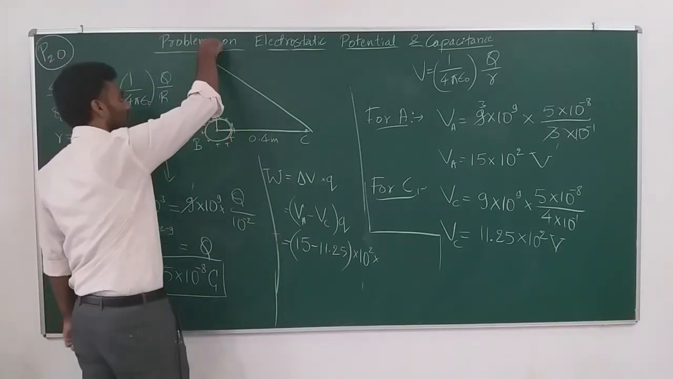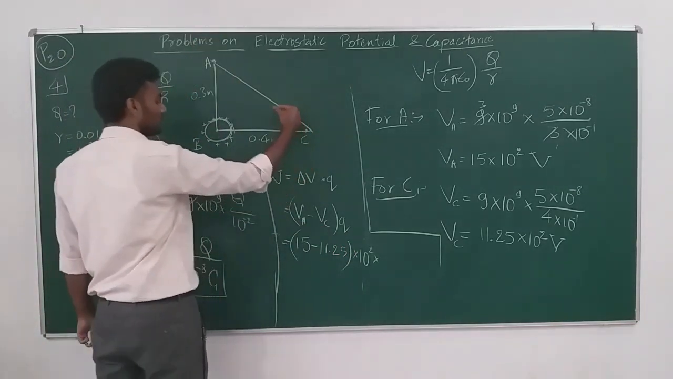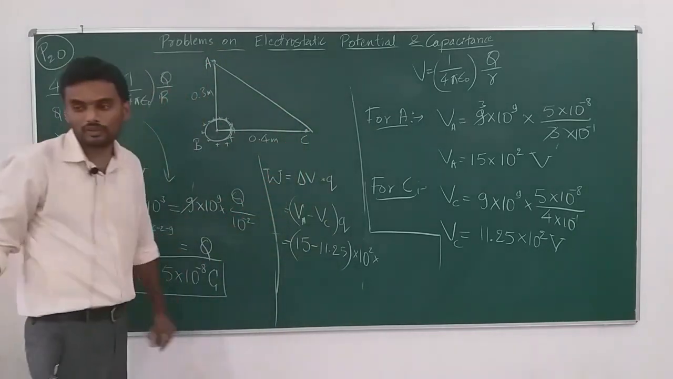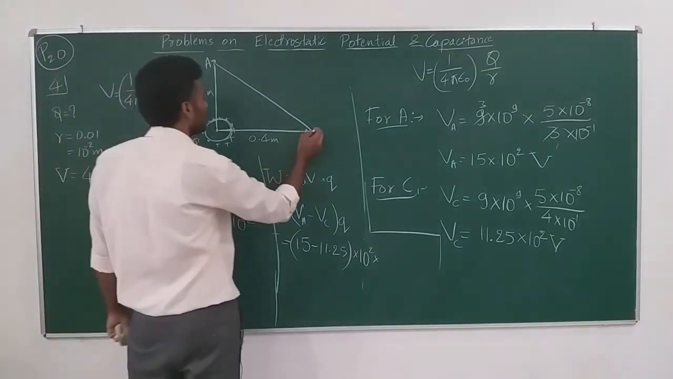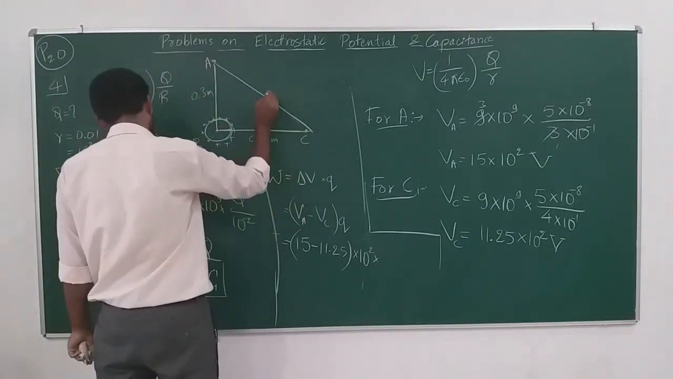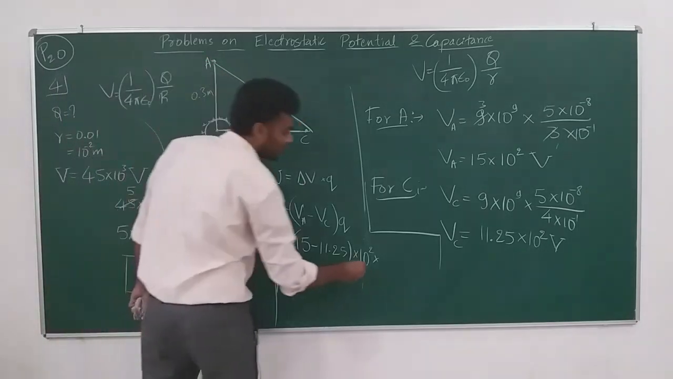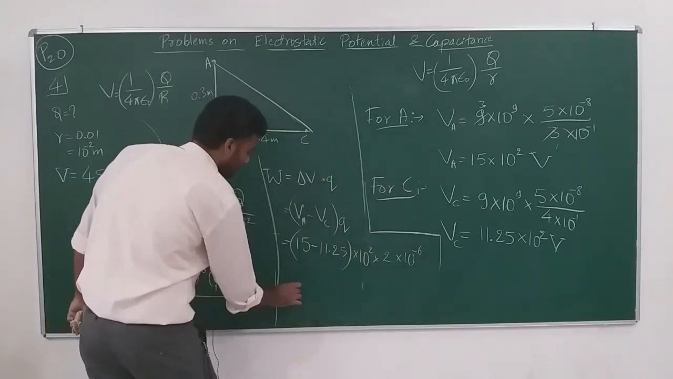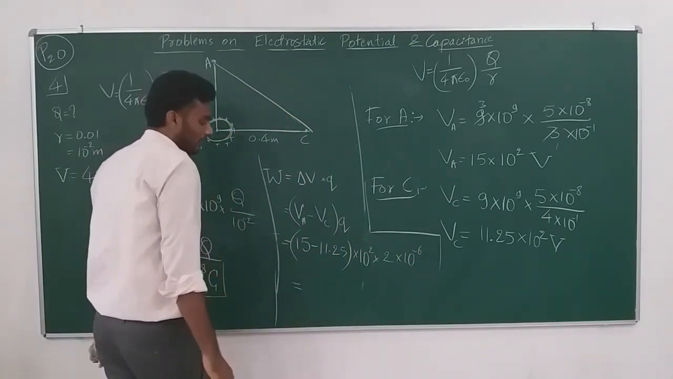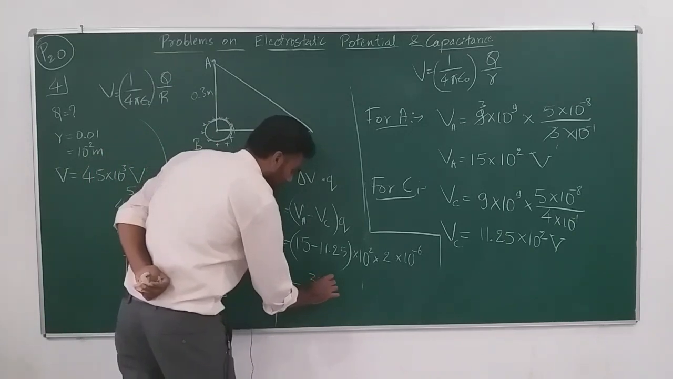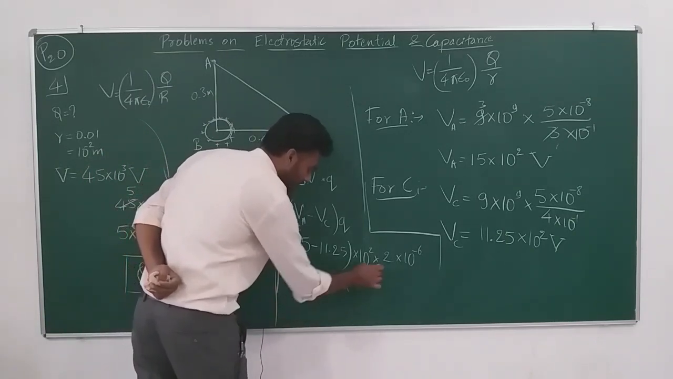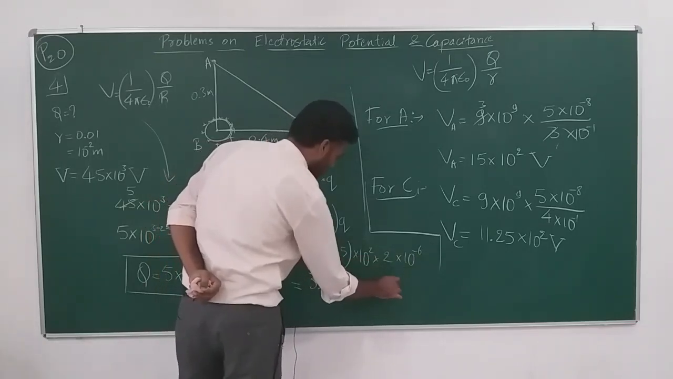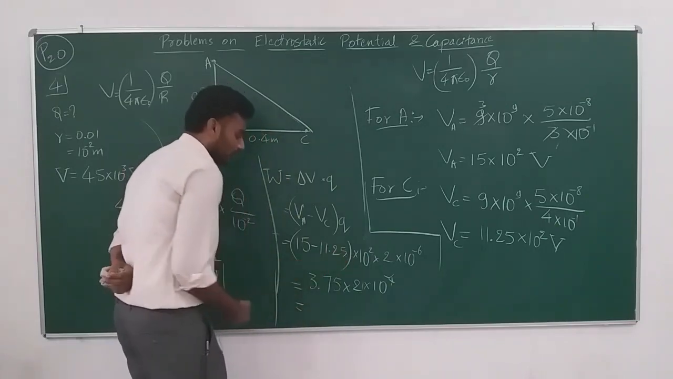Small q is the charge that I am moving from point C to point A. Okay, the new charge I brought, which is 2 into 10 to the power of minus 6 coulomb, and I move that 2 into 10 to the power of minus 6 coulomb charge from here to here, into 2 into 10 to the power of minus 6 coulomb, which is equal to 15 minus 11.25, 3.75, into 2 into 10 to the power of minus 6 plus 2 minus 4, which is 3.75 into 2.